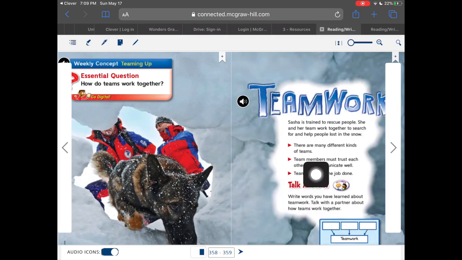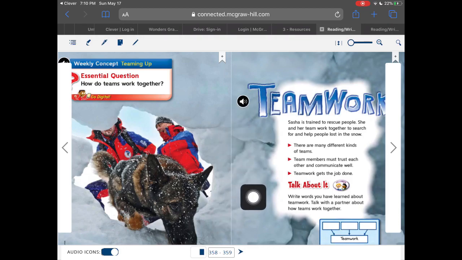Now, here are some points to consider. There are many different kinds of teams. Also, team members must trust each other and communicate well. And the third one, teamwork gets the job done. Now, it's interesting, we're talking about teamwork, and when I think of teamwork, I think of possibly sports. Maybe you play a team sport like soccer or football. Teamwork, I think of at school, when maybe you're assigned a small group and you're assigned a project to get done, you've got to work as a team to get it done. But we're going to also focus on teamwork when it involves disasters or things that happen that people need help. But they all have the same type of qualities.